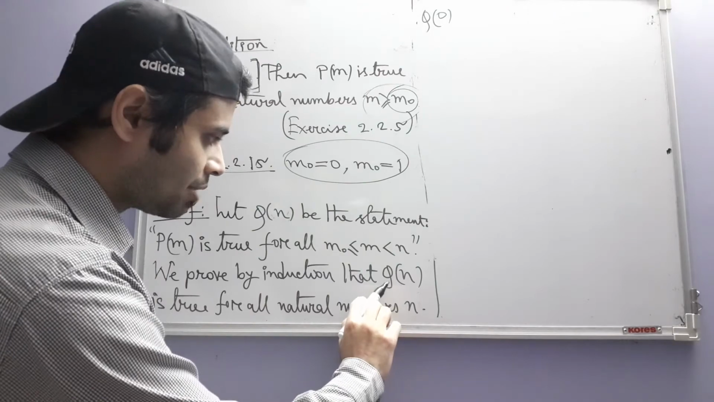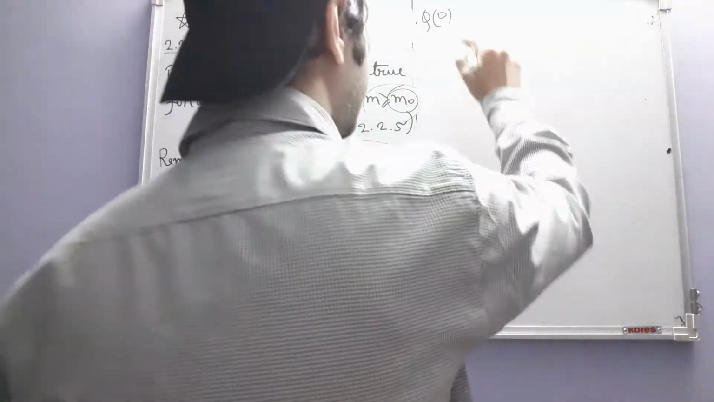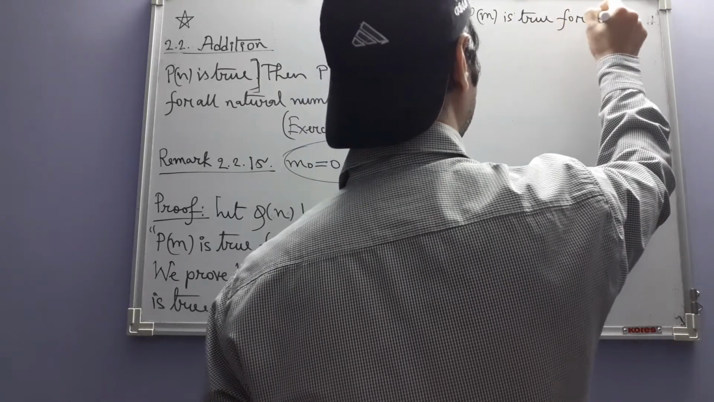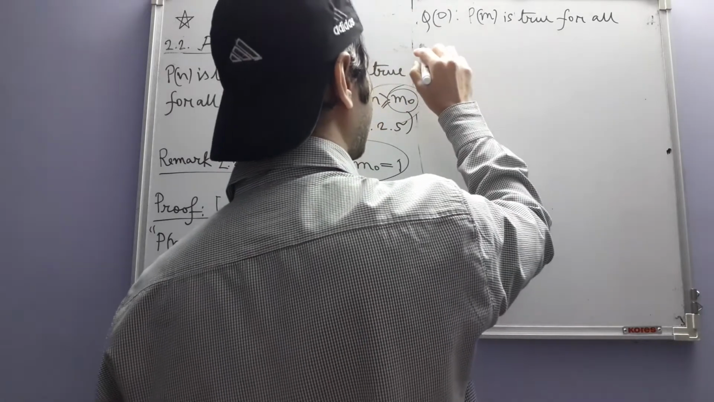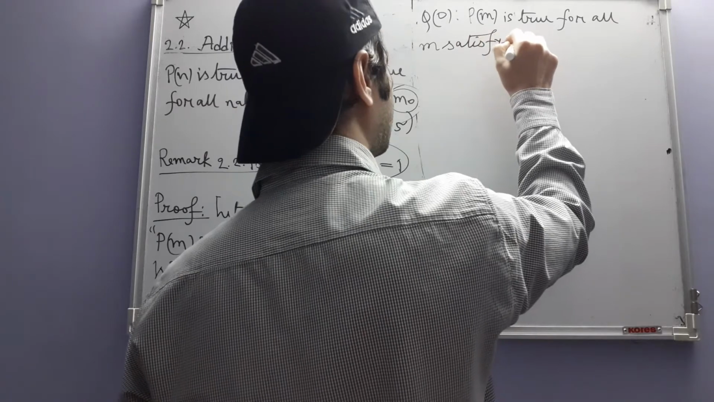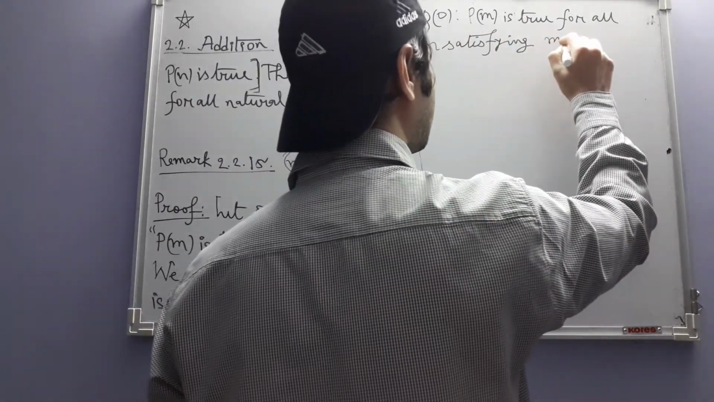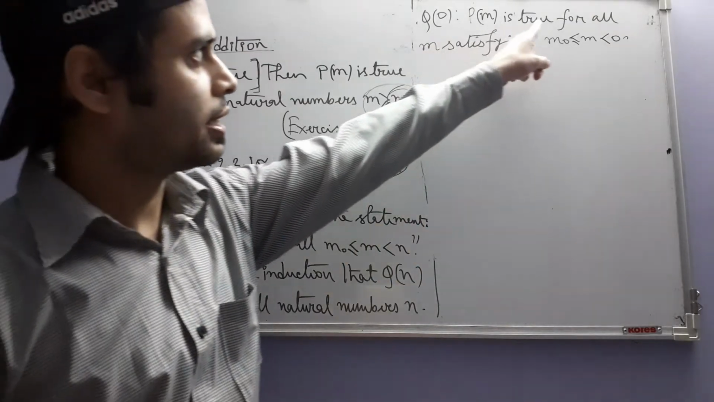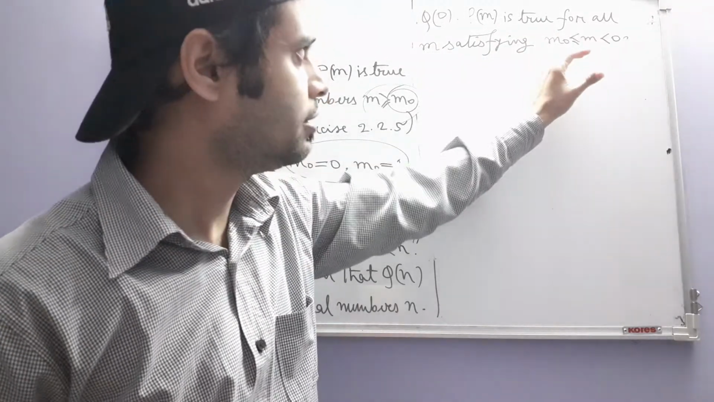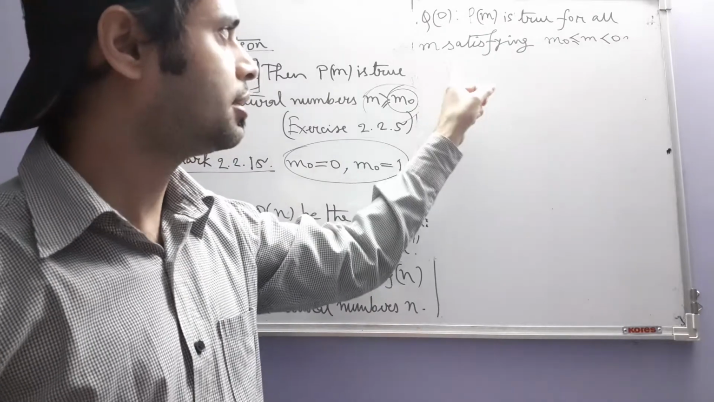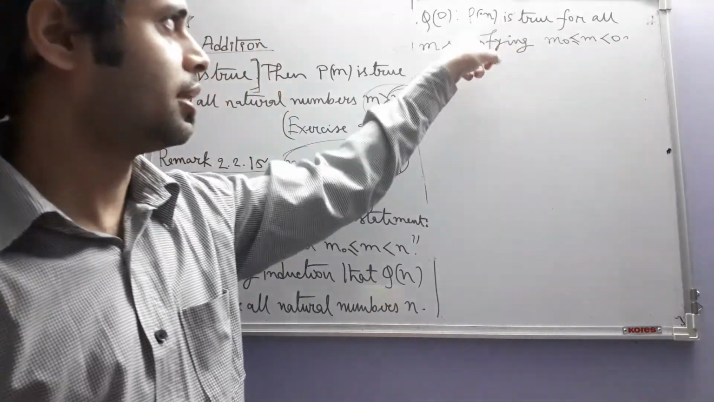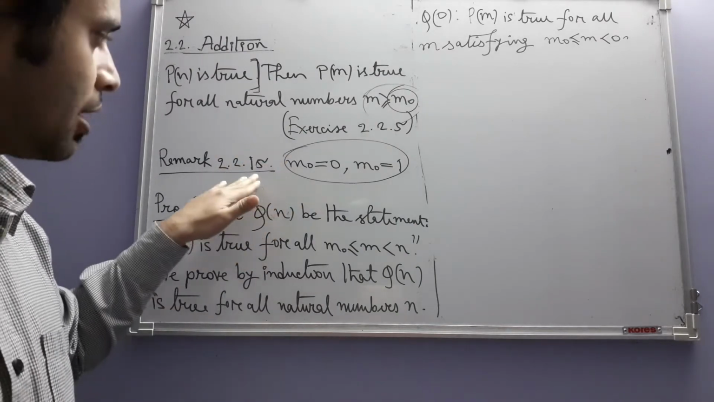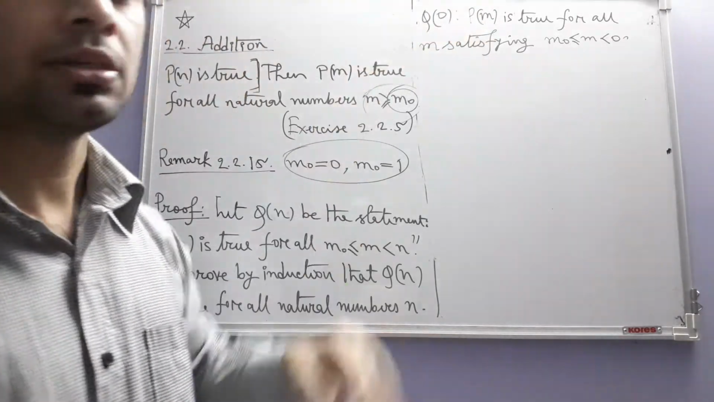So what happens to my statement Q0? Q0 says: Pm is true for all natural numbers m satisfying m naught less than or equal to m less than 0. So you see that the statement Q0 itself is again an implication, which says that if m is a natural number satisfying these inequalities, then Pm is true. And in this implication, the hypothesis is again false. So just like what we saw before starting this proof, this statement is vacuously true.